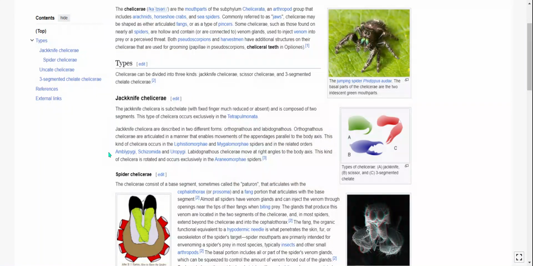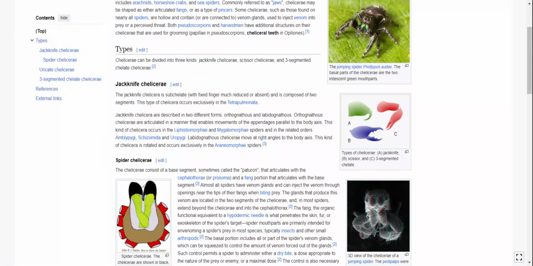I apologize if you do this kind of stuff more professionally and I butcher pronunciations. I'm just reading a Wikipedia article. That type of chelicera occurs exclusively in the tetrapulmonata, which I just named. Jackknife chelicerae are described in two different forms: orthognathus and libidognathus.